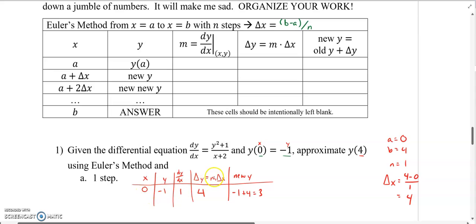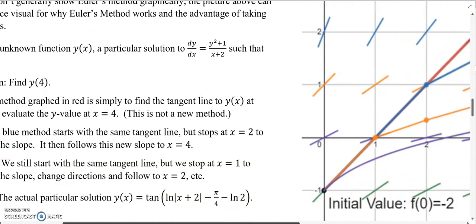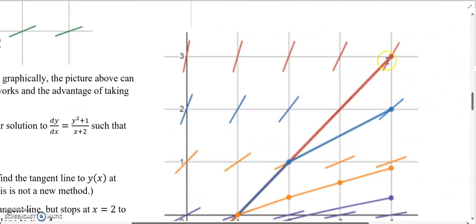And since our delta x is 4, we're going to be now at the x value of 4, and our new y value is 3, and we stop. Because we have gotten to the x value that they've asked for. So y of 4 is very approximately equal to 3. To make sense of this graphically, we'll go back up to here and notice that we ended up at a y value of 3 if we followed the tangent line without changing directions once.